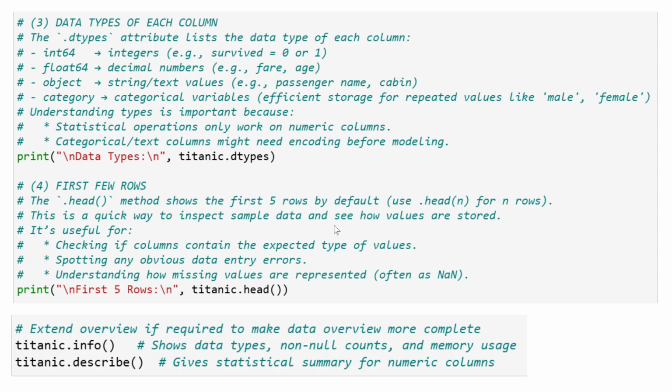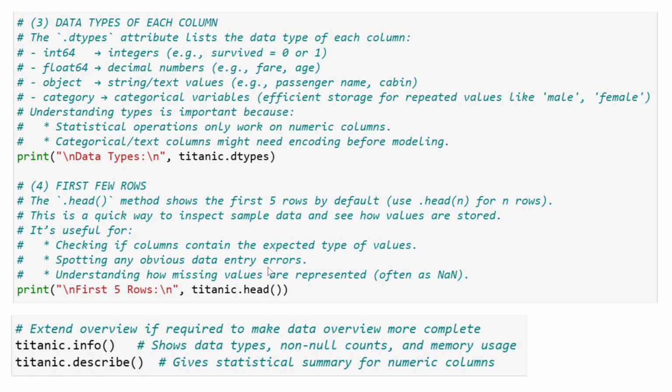So this is a quick way to inspect the sample data and to see how the values are stored. This is useful for checking if a column contains the expected type of value. For example, the age column should have numeric data. If age does not have numeric values, we can quickly figure out there is a certain problem with the age column and I need to process that. So I can analyze the kind of data present in a particular column and take the necessary action.